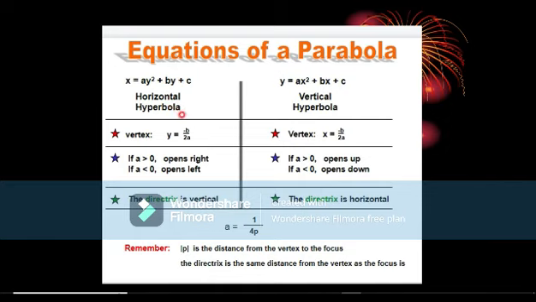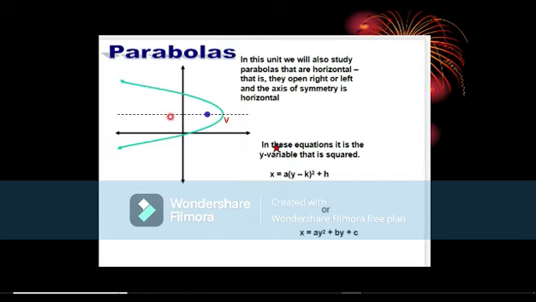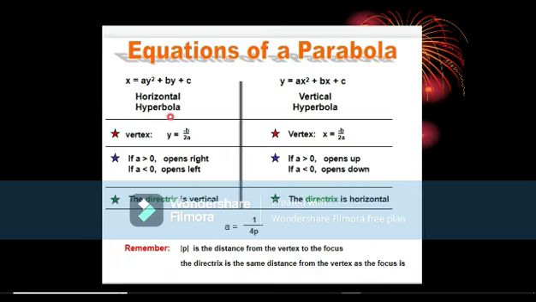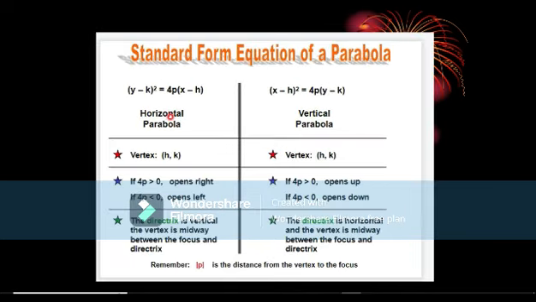Okay, by the way, so we'll just disregard this one because it talks about the hyperbola. Let's proceed. Okay, this one.